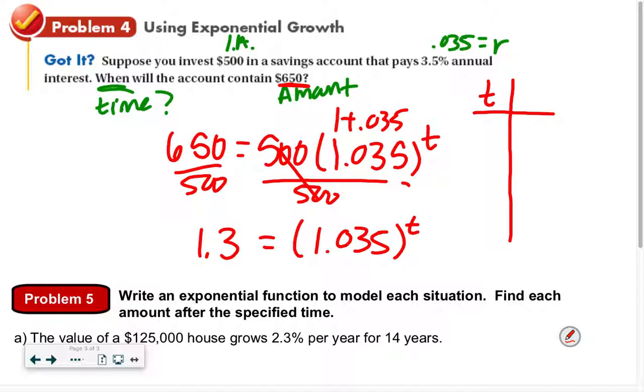We said it has to be more than 5 years. Give me a year. What do you think? 8? Let's try 8. Take 1.035 to the 8th power. We go what? Somebody say it. 1.316. Close to 1.3, but too much, right? So what should I try next? 7. If I put 7 in, what do I get out?